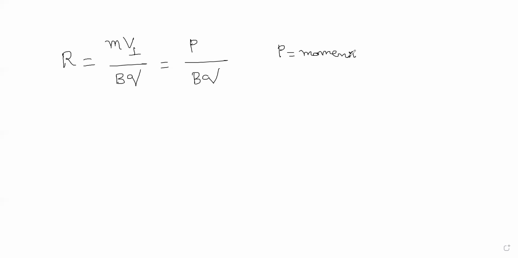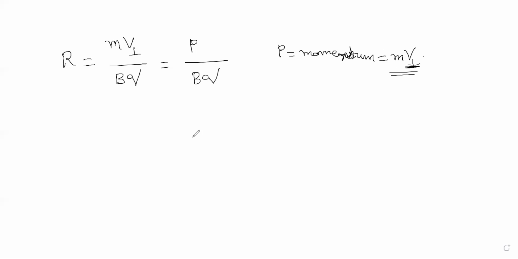Now we got the expression R is equal to m into v perpendicular divided by bq, right? But m into v perpendicular is the momentum, so R is equal to p divided by bq, where p is the momentum. Of course, the product of mass and velocity is called momentum.